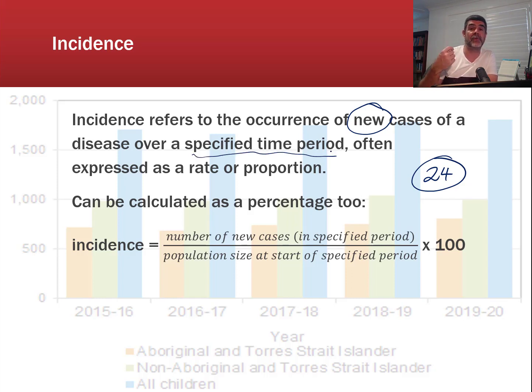Then we can look at the number of new cases. So the ones that we didn't know about in the previous 24 hours, now we know about these cases. That would be your incidence. If you look at the population as a whole and work out what proportion of that population are new cases, then you'll get a percentage, which is often the way that a lot of these values are expressed.